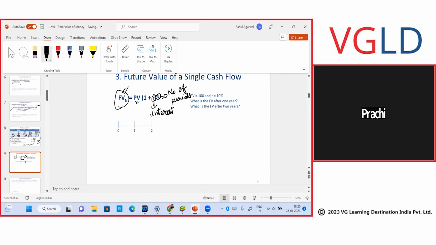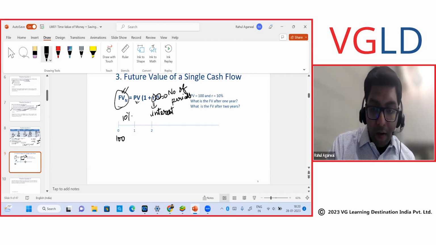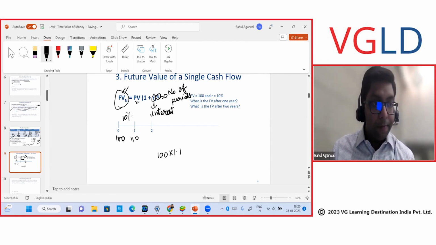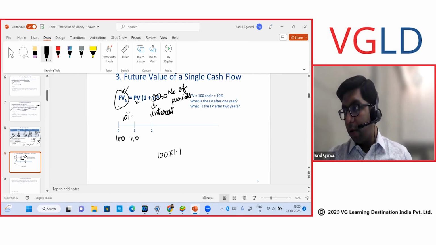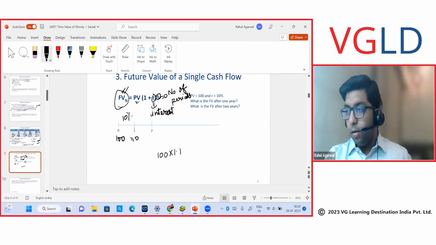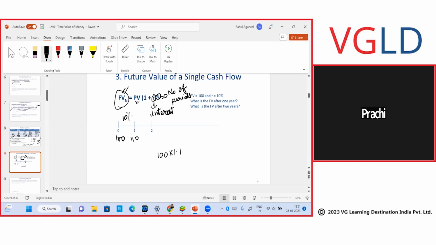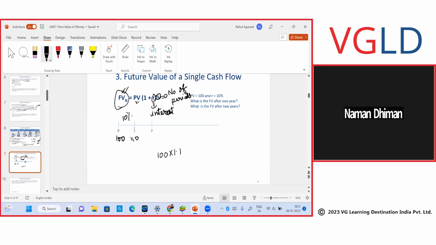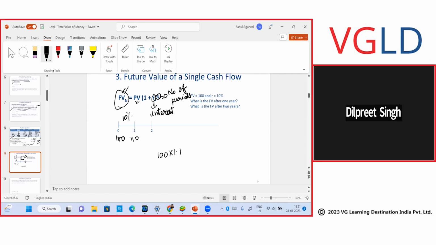I will tell you. Say today I have $100 in my pocket, and the interest rate is 10%. What is the value of this 100 after 1 year? 100 into 1.1 is 110, right? How much does 100 become after 1 year? 100 becomes 110. All clear? Simple maths. There is no shame in saying no. It's just that you need to respond. Dilpreet, all good? Yes, sir.